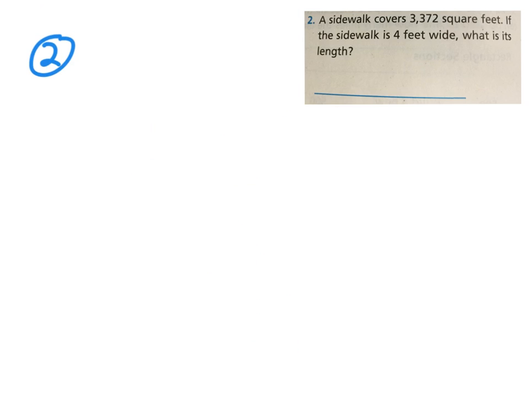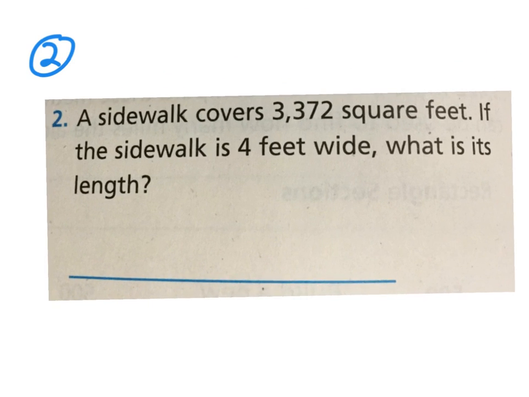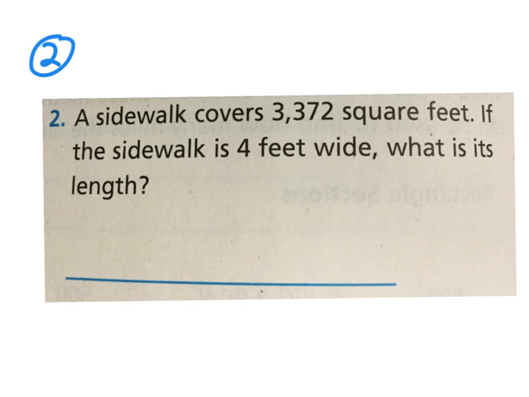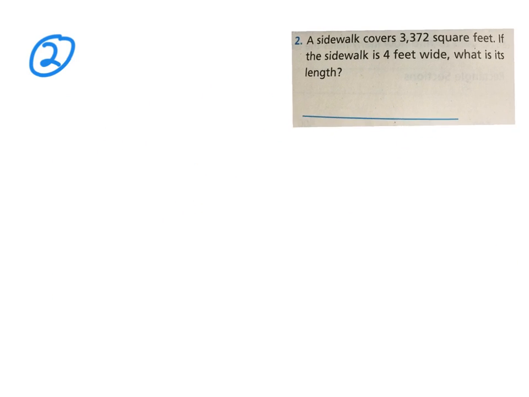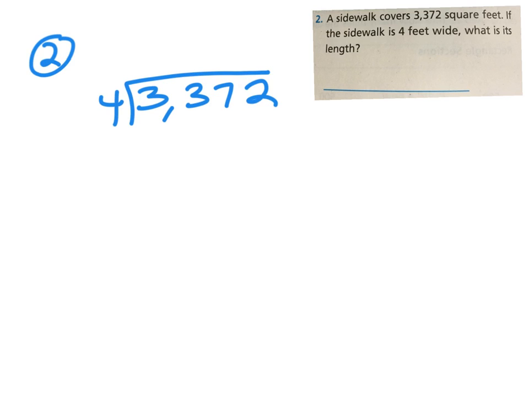All right. Let's do another one here. Number 2 says a sidewalk covers 3,372 square feet. If the sidewalk is 4 feet wide, what is the length? So we've got the total area. We've got one of the dimensions. We need to find the other dimension, so we divide. The problem we're going to set up here is 3,372 square feet divided by the one dimension, 4 feet wide, which will give us the other dimension. How long is this sidewalk?